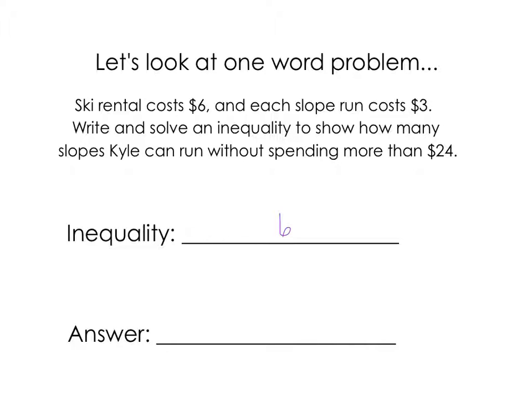Each slope run costs $3. Now we don't know how many slope runs Kyle will make, but we know it's going to be $3 times every slope run, plus an initial fee of $6 to rent skis, and that can be no more than $24, which is what Kyle can spend.